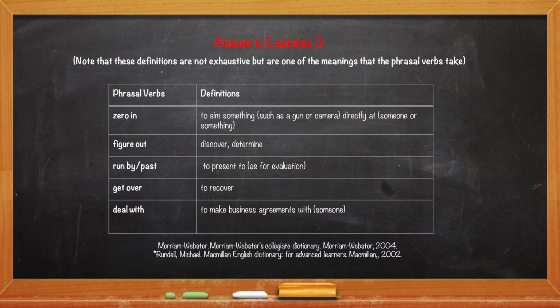And zero in is to aim something directly at someone or something. Sometimes you also say, I will zero in on this answer, that means I will mark this answer. Figure out is to discover or determine, I will try to figure out a solution. Run by or run past is to present for evaluation. Get over is to recover. Deal with, to make business agreements with someone.